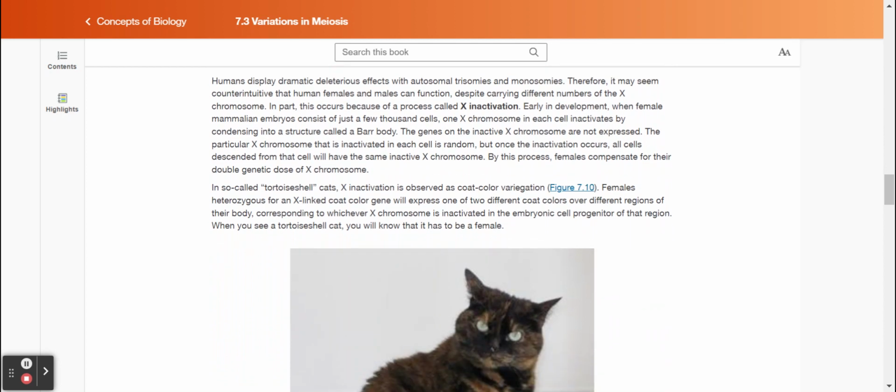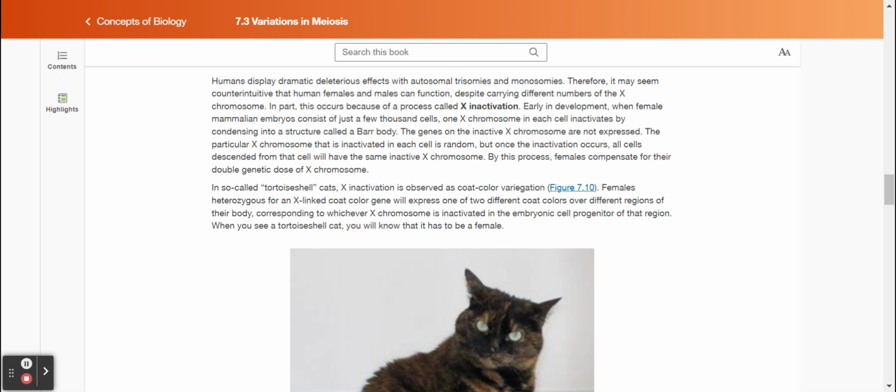Humans display dramatic deleterious effects with autosomal trisomies and monosomies. Therefore, it may seem counterintuitive that human females and males can function despite carrying different numbers of the X chromosome. In part, this occurs because of a process called X inactivation.